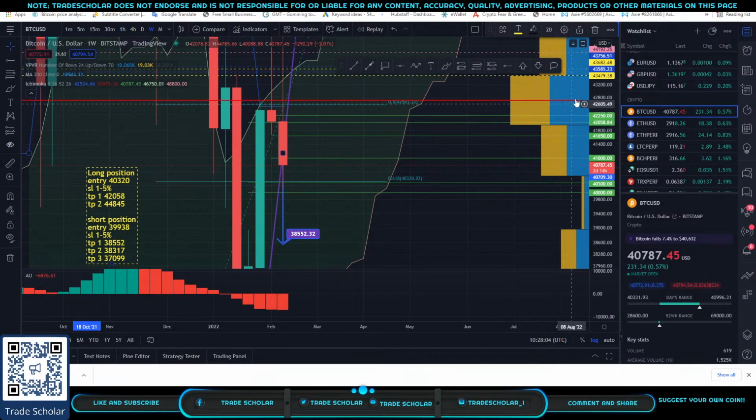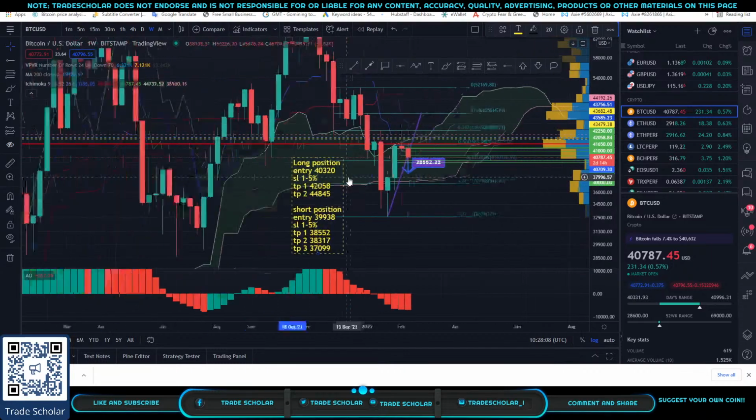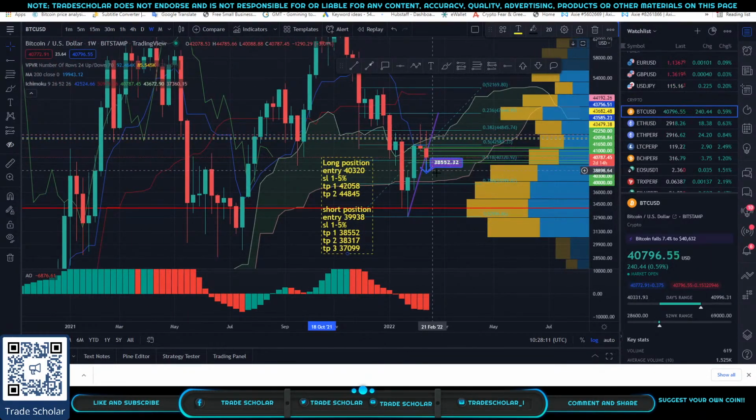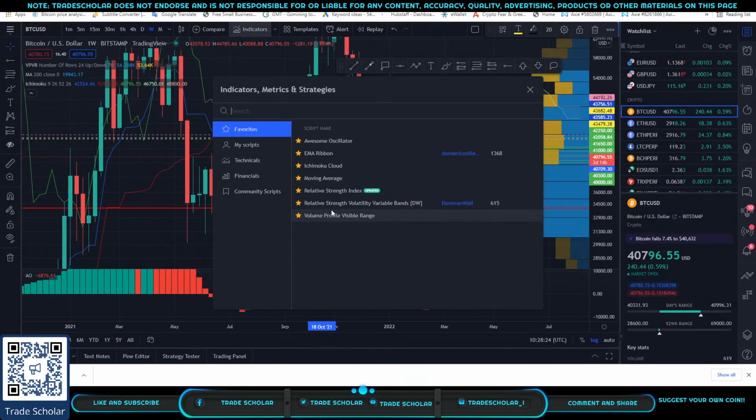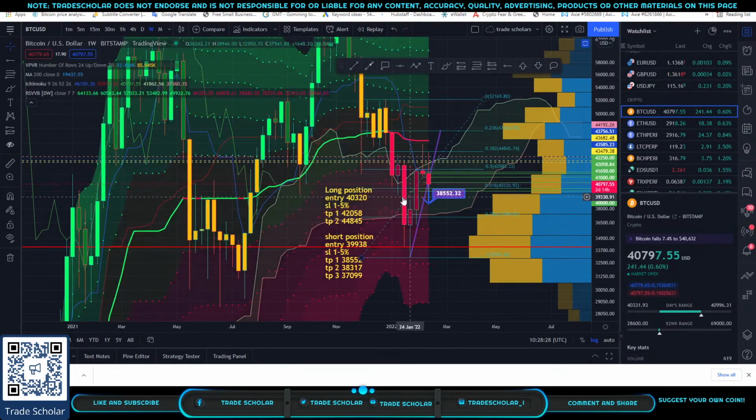Okay, so this is for our weekly time frame, and our VPVR finds support in this area also. There is a strong support in 39.7. So we will be most probably bouncing. Okay, let's pull out our Caterpillar.